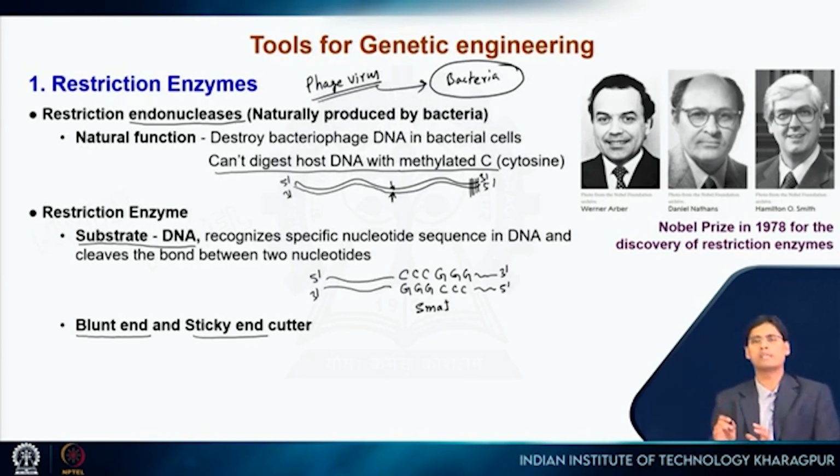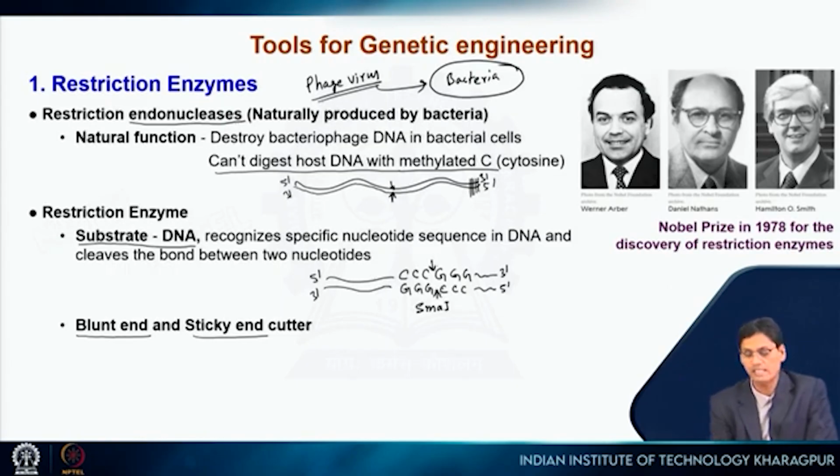These names come from where the enzymes were isolated, like from some bacteria, and their initial letters. But it is not important to remember these names. What is important here is that these enzymes cleave DNA. The nucleotides have phosphodiester bonds between them, right? So now it will cleave here.